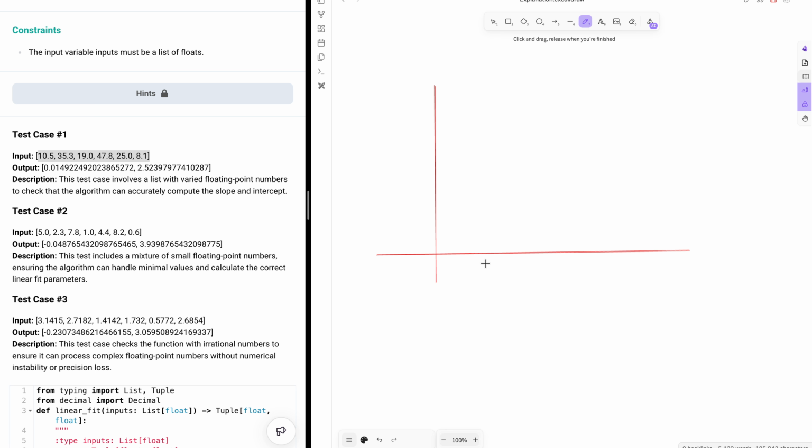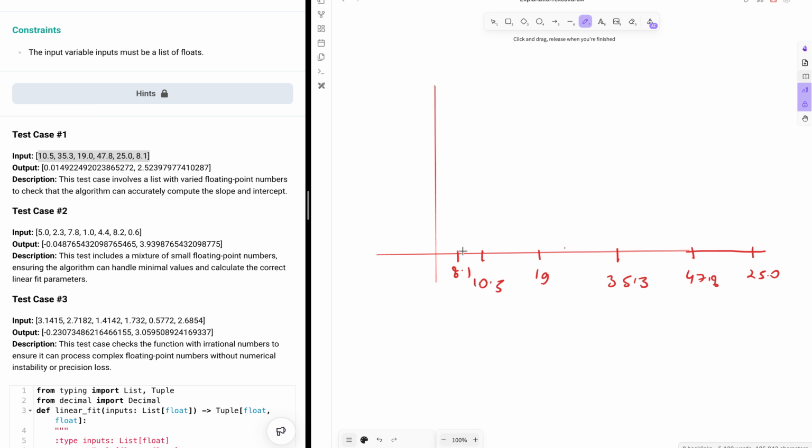So the values are, the first value is 10.5, then there is 35.3, and then there is 19 in between. So 19 would be somewhere in between these, more close to 10.5. So here it is 19, then we have 47.8, and in the end we have 25.0, and initially we have 8.1.